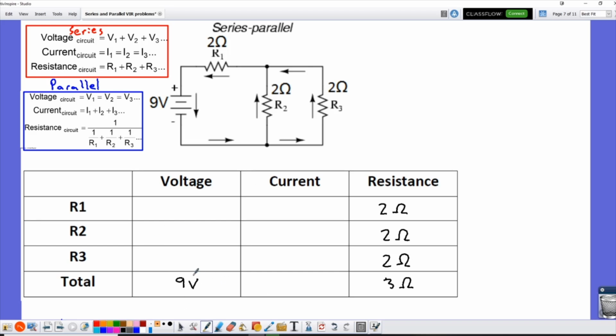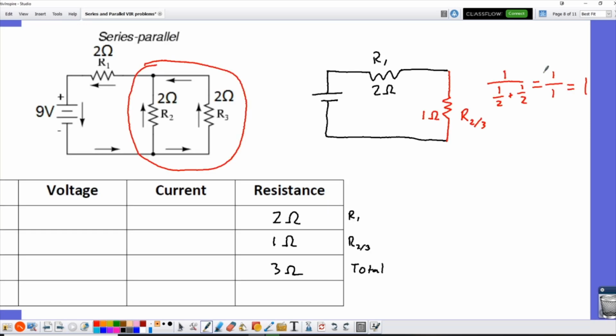Using Ohm's law, we could do 9 volts is equal to some current times 3 ohms. That current is going to be 3 amps. All right, we don't know exactly what the current is because, again, in this diagram, this is a series parallel. We can't necessarily follow any set of these rules, but we can if we condense it.